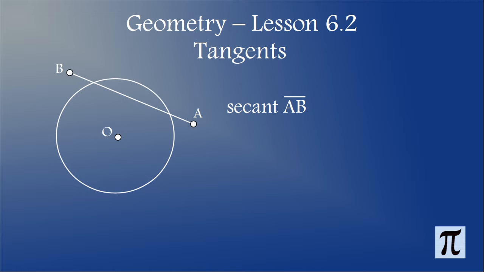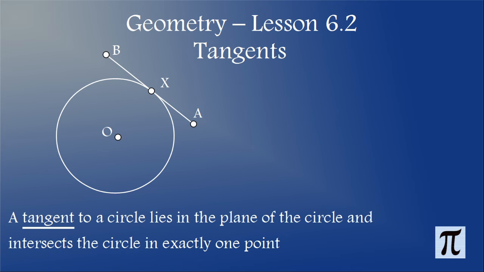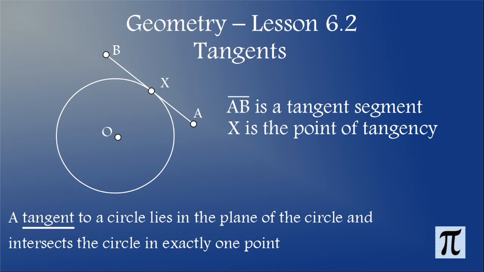Last time we saw that a line that intersects a circle at 2 points is called a secant. Here we have secant AB. Here we've moved the line slightly, so AB only touches a circle at 1 point. And we'll call that point X. This is called a tangent. A tangent to a circle lies in the plane of the circle and intersects the circle at exactly 1 point. Segment AB is a tangent segment, and X is the point of tangency.